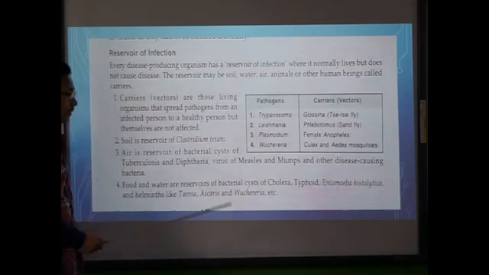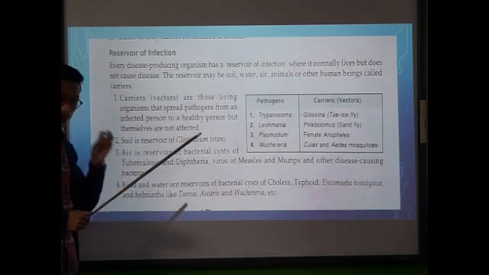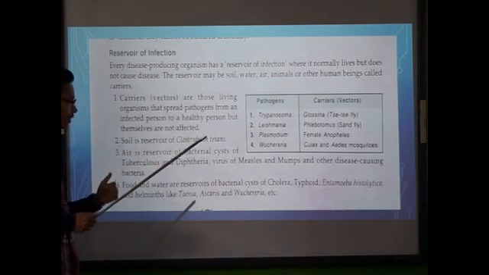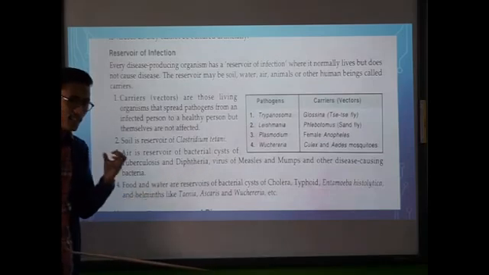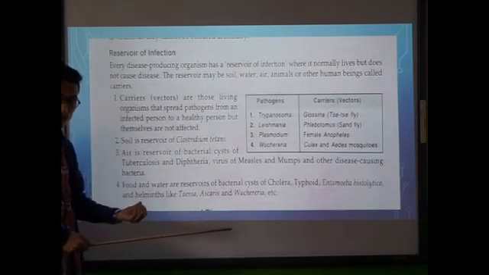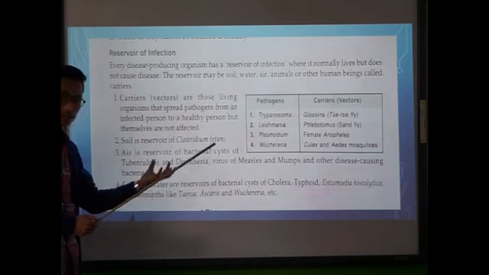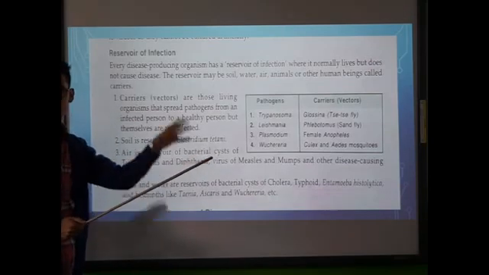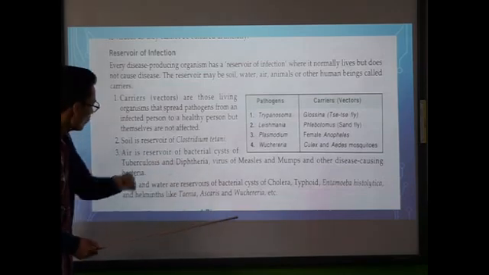So let's talk about the carrier or the vector, which are those organisms that will transmit the pathogens from one place to another place. So we can say that from an infected individual to a healthy individual. So they are simply called carrier or vector. You know the difference between carrier and vector. So they will mainly help in the transfer of pathogens from an infected individual to a healthy individual.